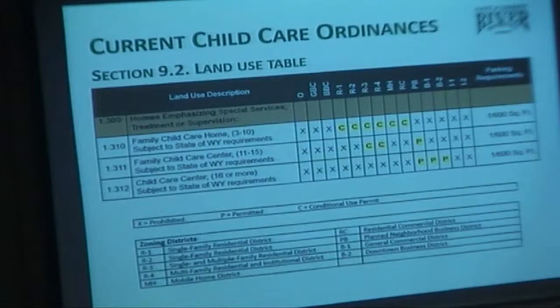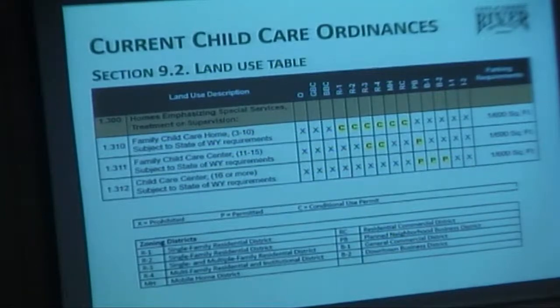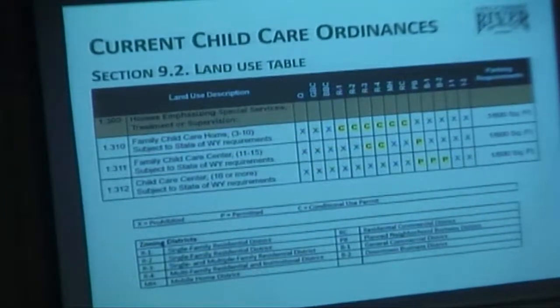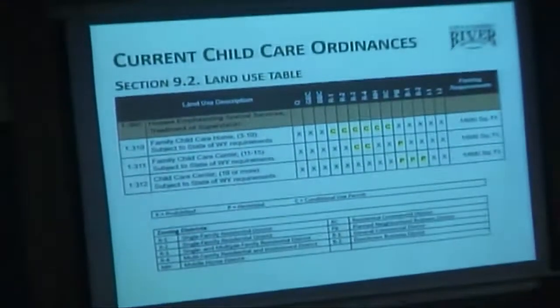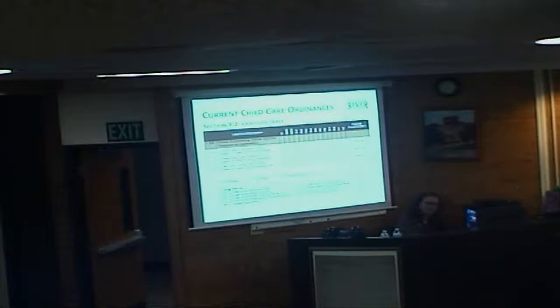This is our current zoning. The FCCH, for 3 to 10 children, is permitted by conditional use permit in R1, R2, R3, R4, MH, RC, and B, or no, sorry, not in the PB, B1, B2. And then for 11 to 15 children, it's a conditional use permit in the R3 and the R4 zoning districts. Now, the R1 and R2 districts are single-family residential, and the R3 and R4 are multifamily residential areas, a little bit higher density.